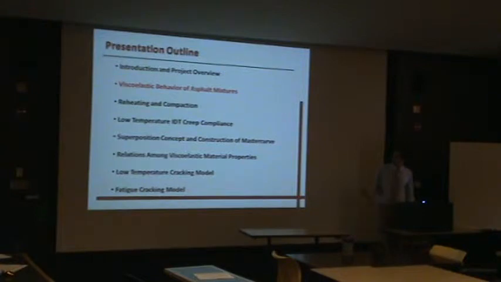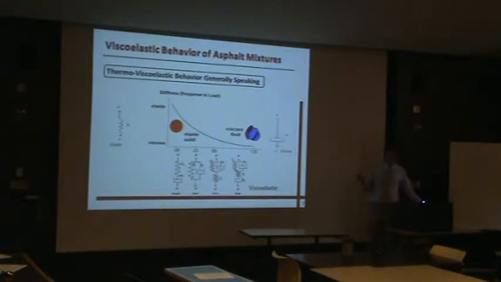I want to talk about the viscoelastic behavior of asphalt mixture. Actually, when we talk about any civil material we used to use, it's elastic, so the deformation depends on the stiffness of the material and the applied load. However, asphalt is a viscoelastic material. It's not purely elastic, it's not purely viscous, it's something in between. And it depends on the temperature, so we call it a thermo-viscoelastic material.